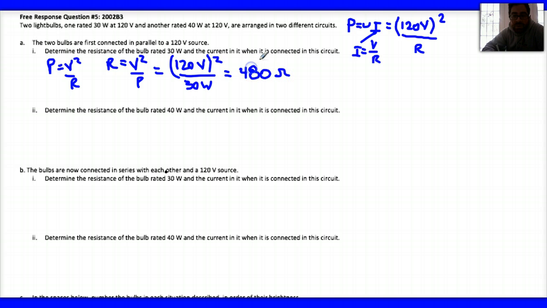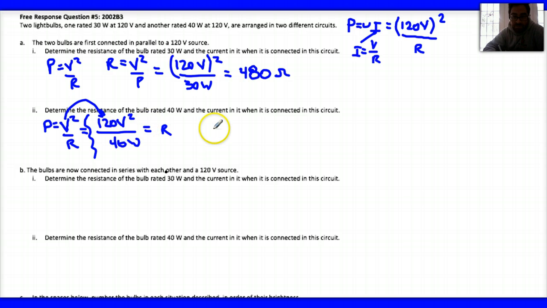Okay, so now that I know the resistance of this 30 watt bulb is 480 ohms, let's see how that compares to the 40 watt bulb. Of course, we'll use the exact same equation, V squared over R. We get 120 volts squared divided by my power, which is 40 watts, is equal to the resistance of the bulb. I did a little bit of rearranging between this step and this step. And so 120 volts squared over 40 watts gives me 360 ohms.